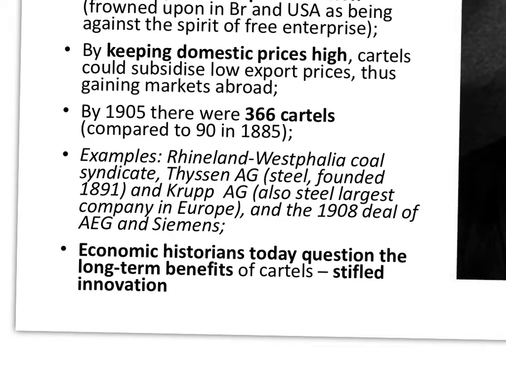Examples of cartels: Rhineland-Westphalia Coal Syndicate. That's two companies, the Rhineland Company and the Westphalia Company. They combined. Thyssen combined with AG, and AG also combined with Krupp. And then in 1908, a deal of AEG and Siemens. So AEG was one of the bigger cartel companies.